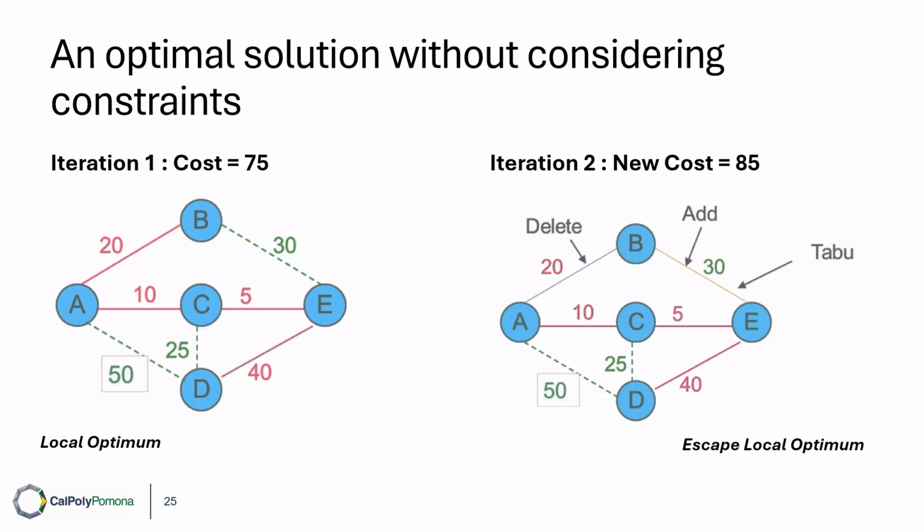The tabu search algorithm modifies the solution by deleting one edge and adding another edge. For example, deleting edge AB with a cost of 10 and adding another edge CE with a cost of 30 in iteration 2. This step introduces a new solution with a higher cost, which is 85, allowing the algorithm to explore outside the local optimum. And the modified edge CE is marked as tabu, forbidden temporarily to prevent the algorithm from cycling back to this solution immediately.